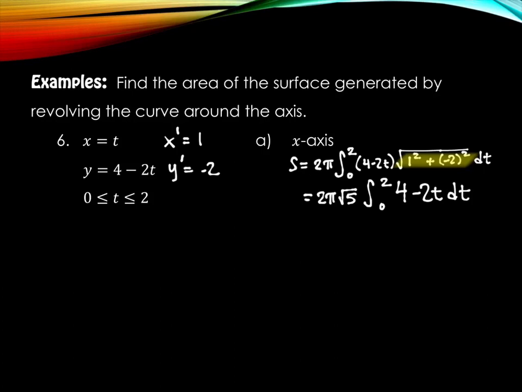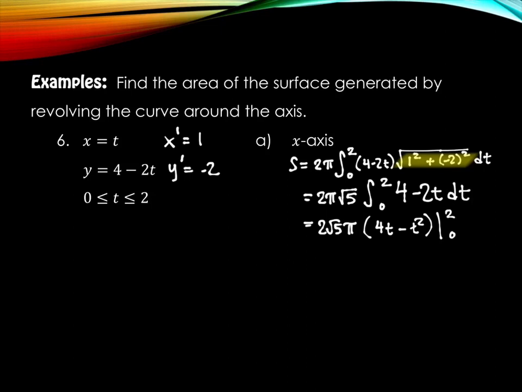If you don't want to pull the square root of 5 out, that's fine. In my notes, I actually left it in. But this would be 2 square root of 5 pi. And then the antiderivative of 4 is 4t, and then negative 2t gives negative t squared. Excellent. And we're evaluating from 2 down to 0.